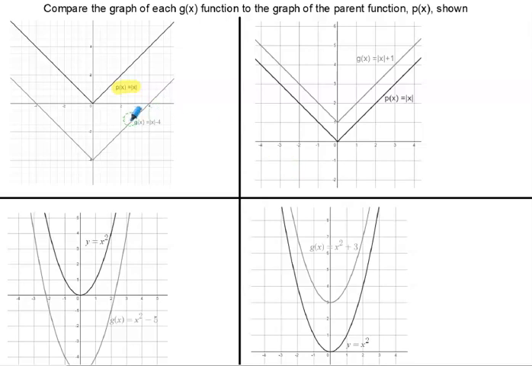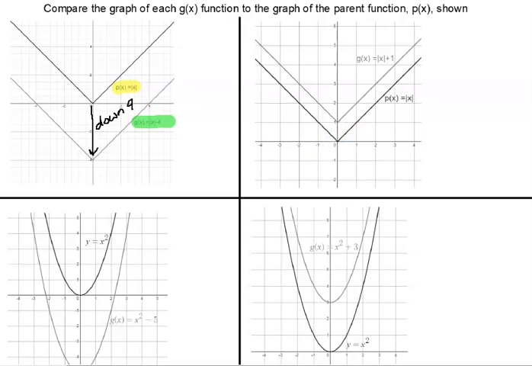Subtracting 4, if you notice, makes the graph a little bit different. It's now in a slightly different place. Instead of being centered at the origin, now it's centered at -4. So the graph was shifted down 4 units. It still has the same shape, it's just in a different place.